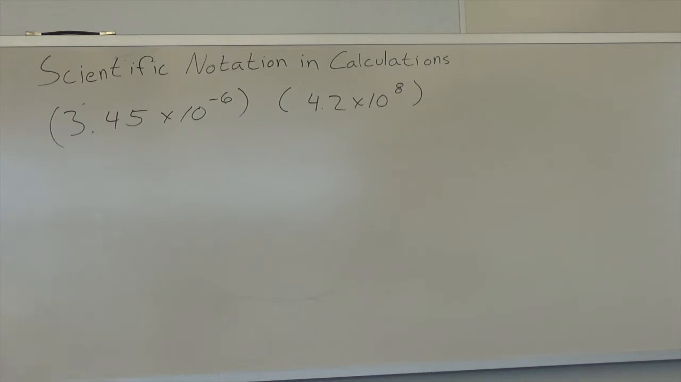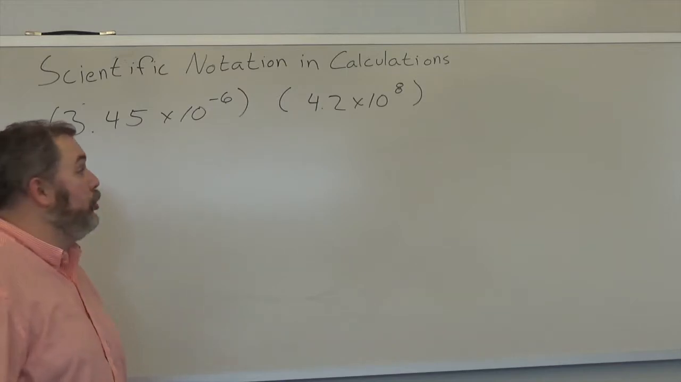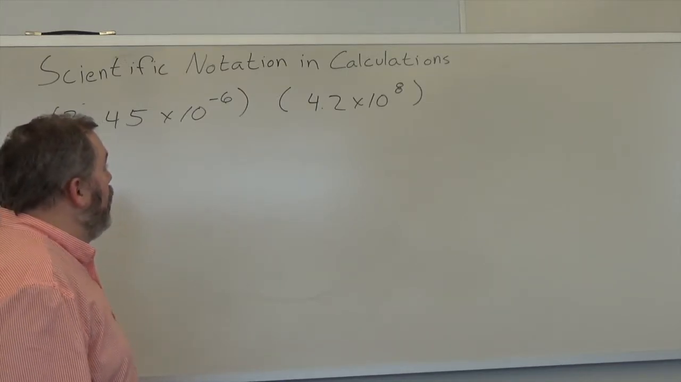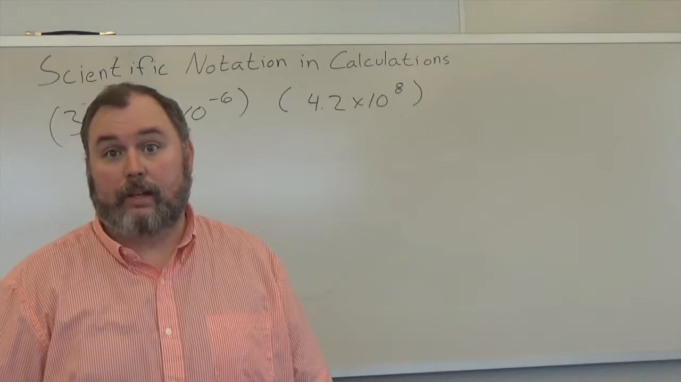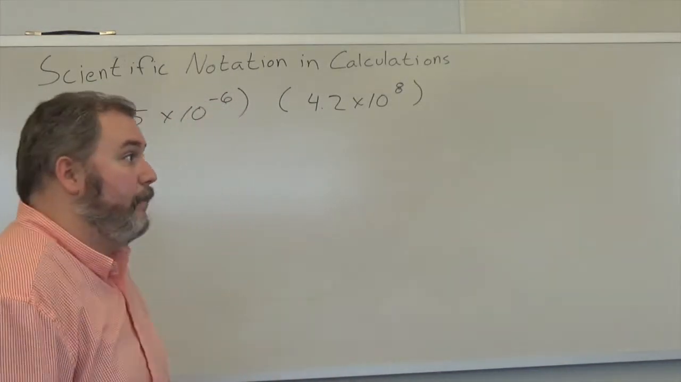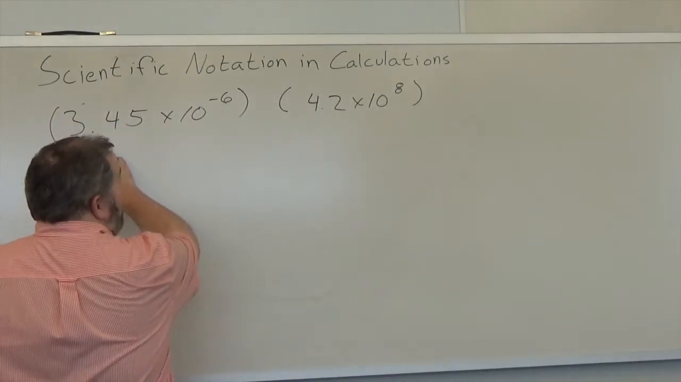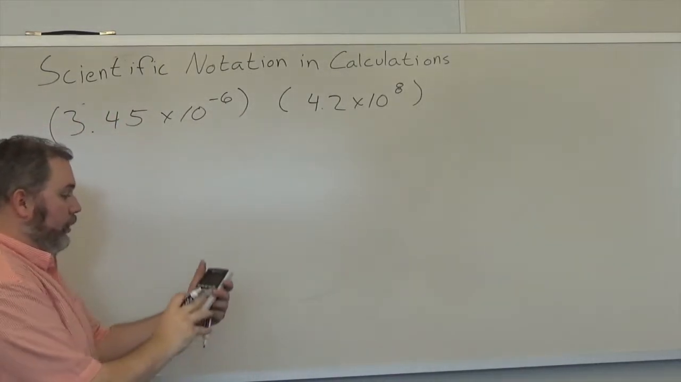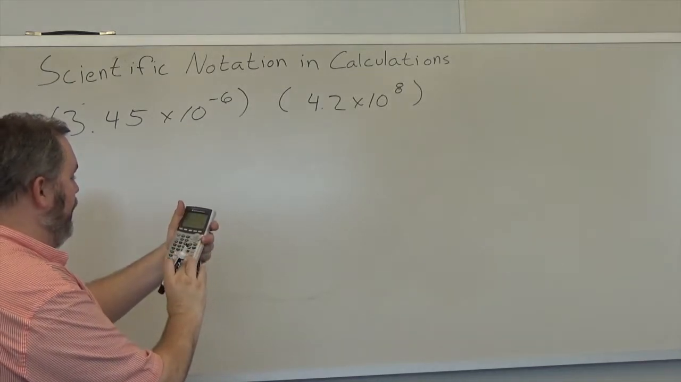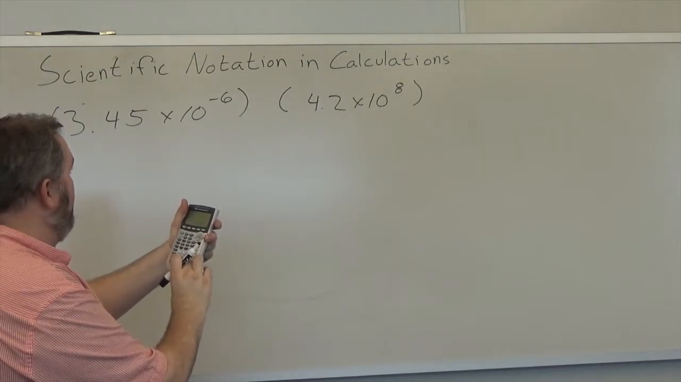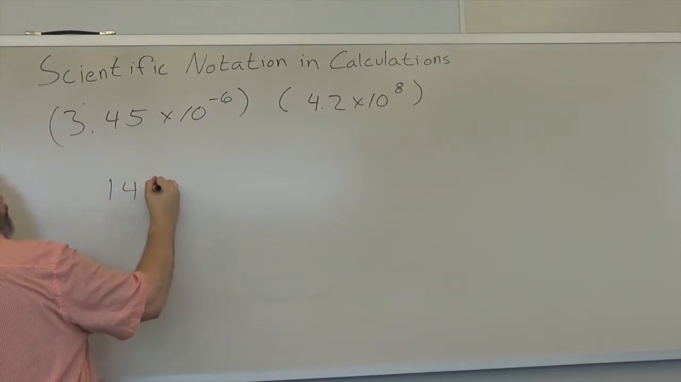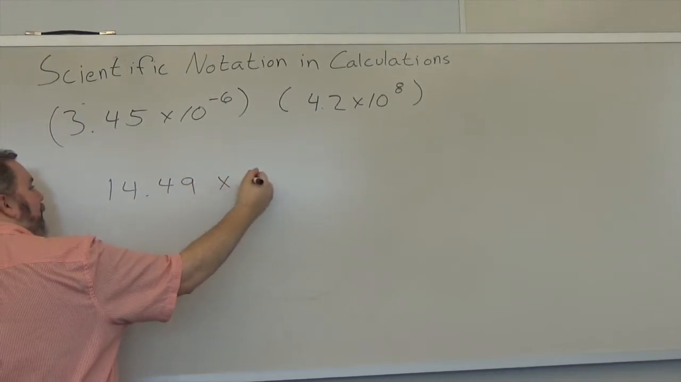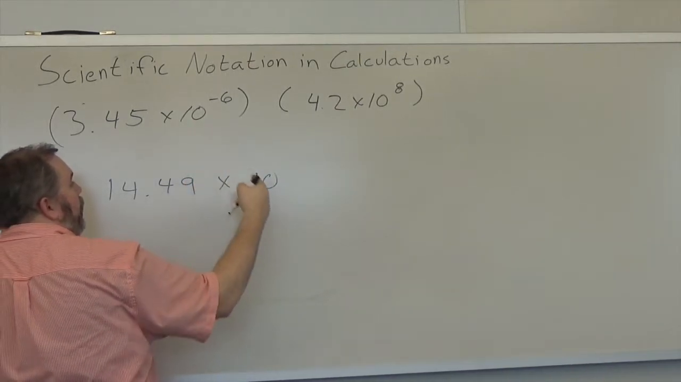So in this problem we have 3.45 times 10 to the negative 6 times 4.2 times 10 to the 8th. This one's already written in scientific notation for us, so we can just simply multiply. We do like we did last time. We multiply our first two numbers, 3.45 times 4.2. We have a handy dandy calculator that allows us to do that. 3.45 times 4.2, and I get 14.49 times 10, because that's my base.